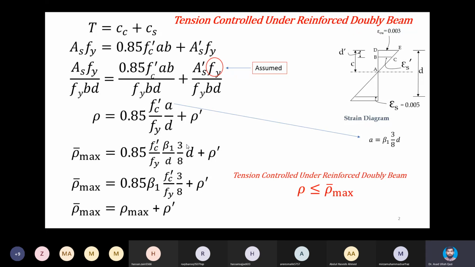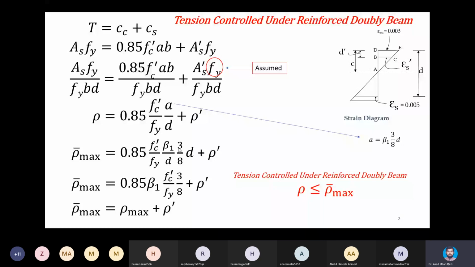And when rho will be greater than rho balanced, a singly reinforced beam will enter the over reinforced unacceptable domain, because failure will become brittle in such over reinforced cross sections. So on similar lines, we want to derive equations for doubly beams so that we can perform the classification of doubly beams.